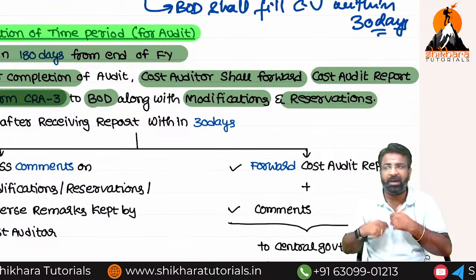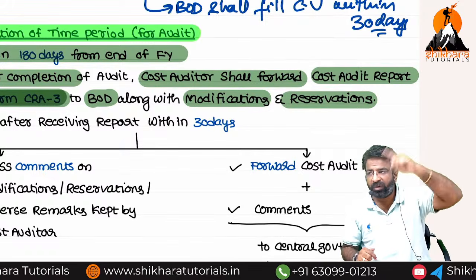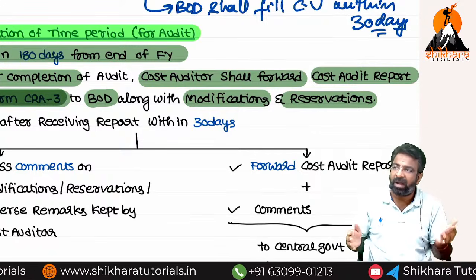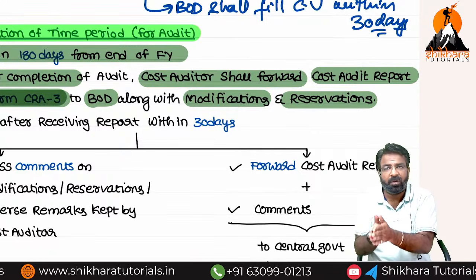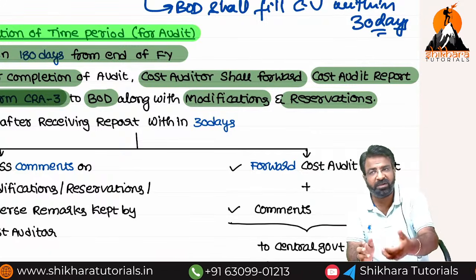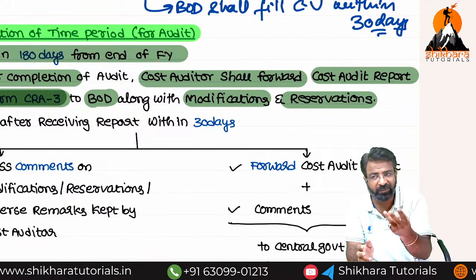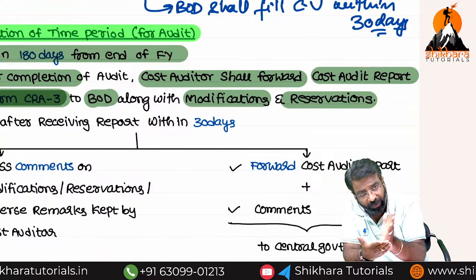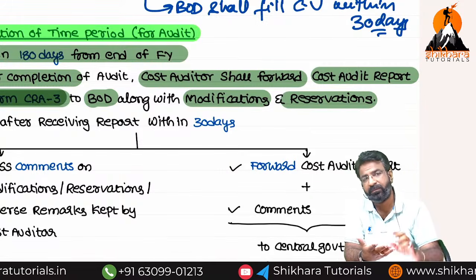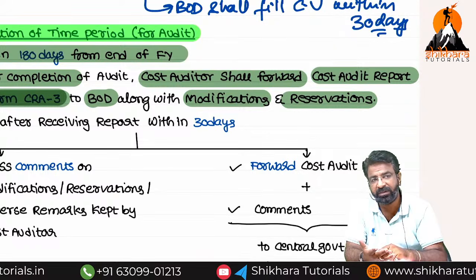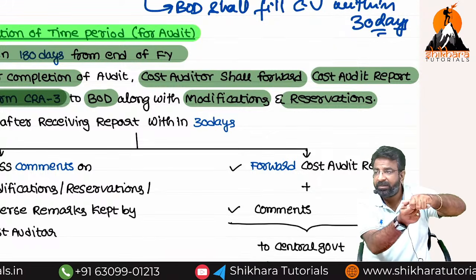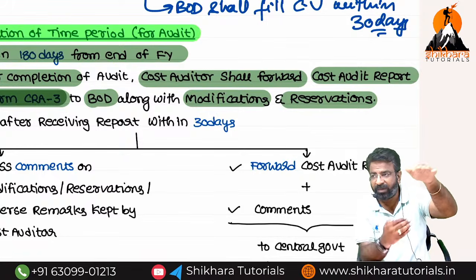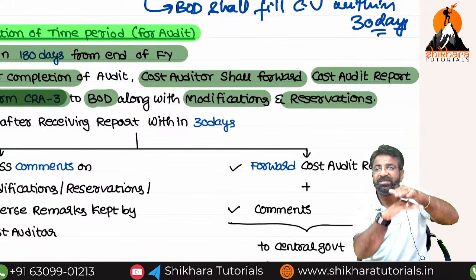Who intimated my details to the central government? The Board of Directors. Who will send my cost audit report to the central government? The Board of Directors, after attaching their comments on whatever modifications and reservations I have kept. So we are giving them how many days? 30 days. Within 30 days, CRA 4 will go to the central government, attaching CRA 3.